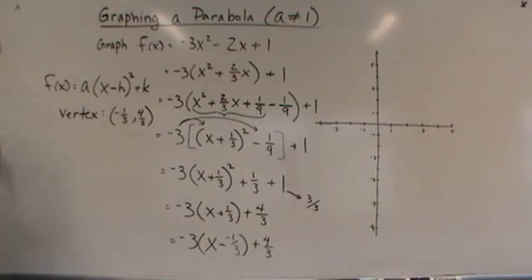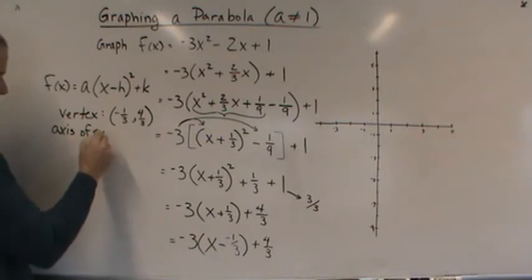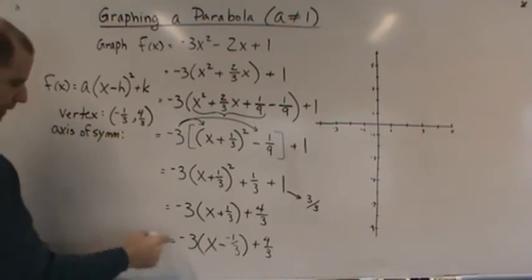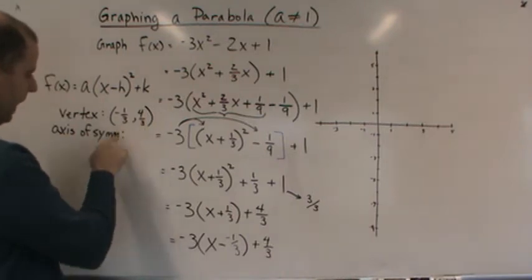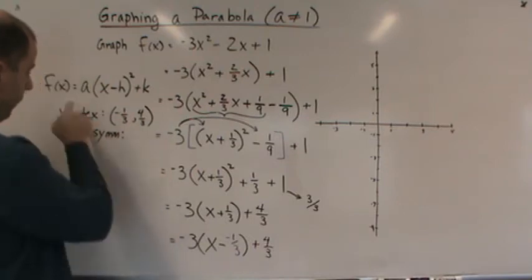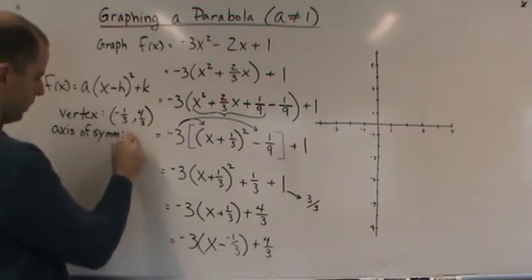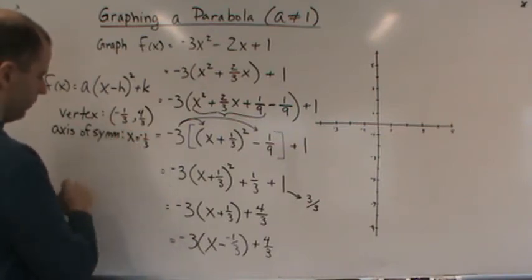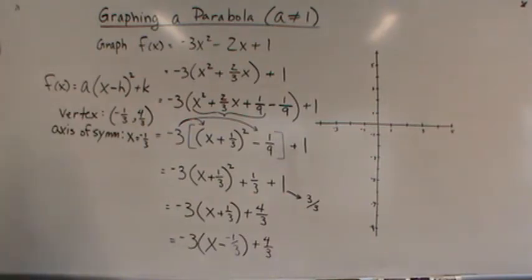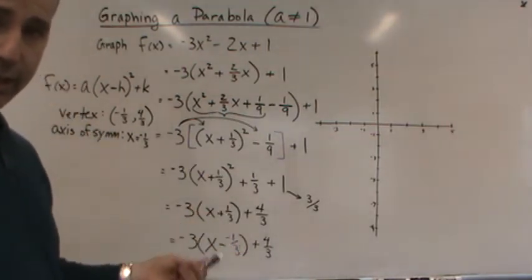Okay? And what about the axis of symmetry? The axis of symmetry, that's going to be where? Well, the vertex is here, and the axis of symmetry goes through the vertex, and it's always what? Y equals, or excuse me, x equals whatever the x value is. So it's going to be x equals -1/3 is the axis of symmetry. Okay, so those are the two things we can glean right away. Now, let's find the intercepts, because again, let's graph this thing.